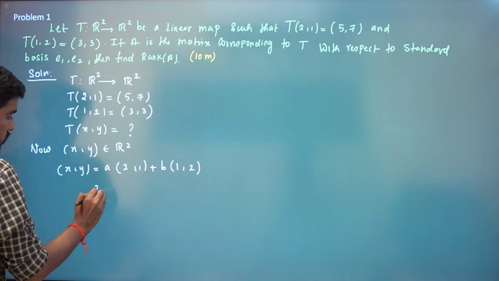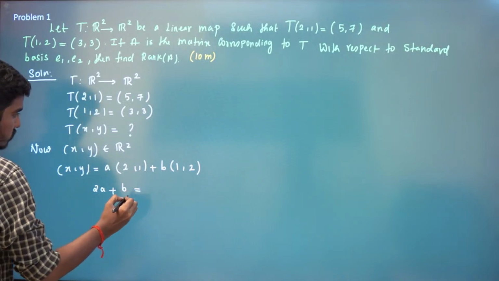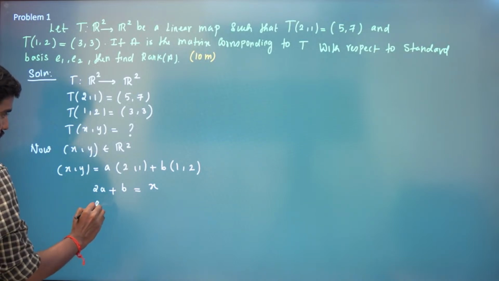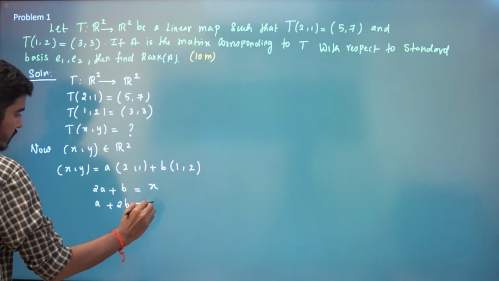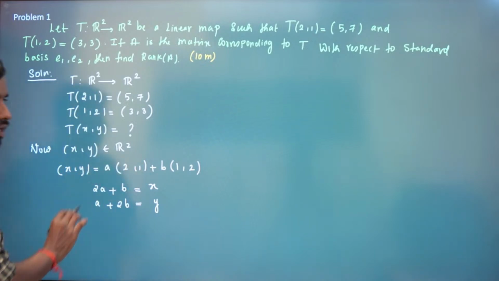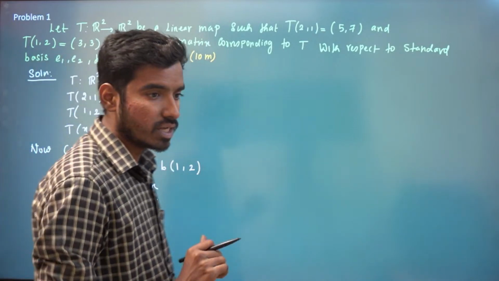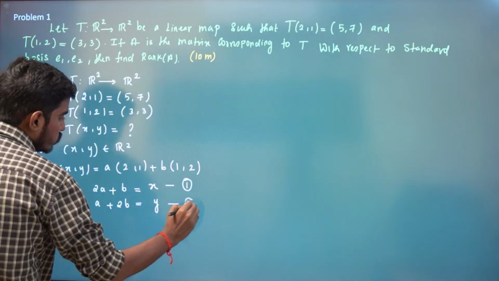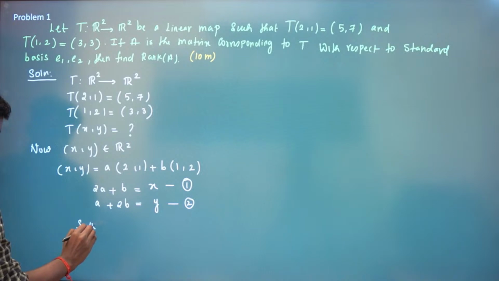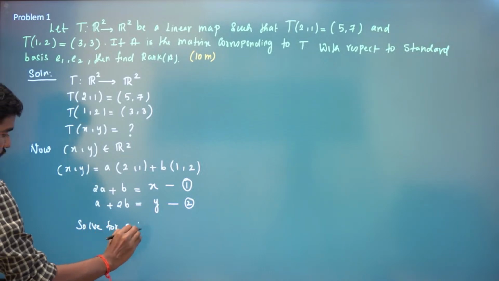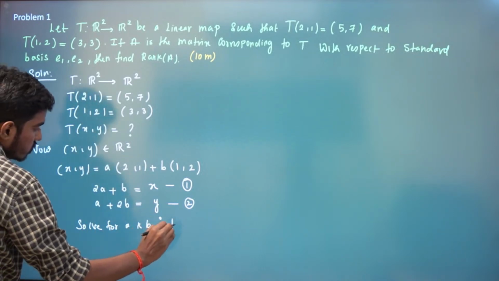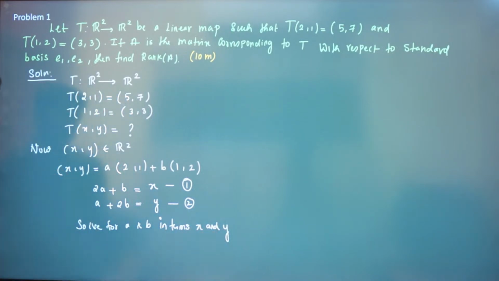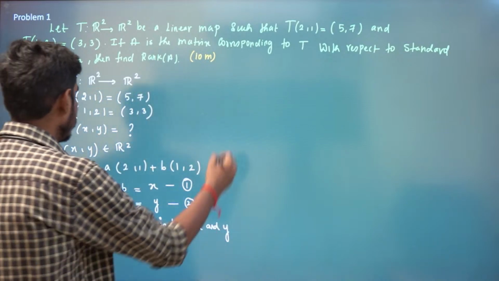So we have 2a plus b is equal to x, and a plus 2b is equal to y. Label these as equation 1 and equation 2. You have to solve for a and b in terms of x and y, so just solve these equations.